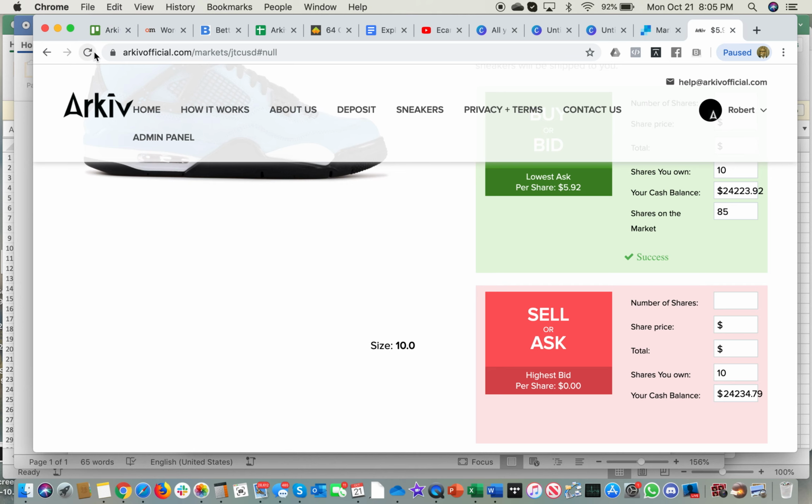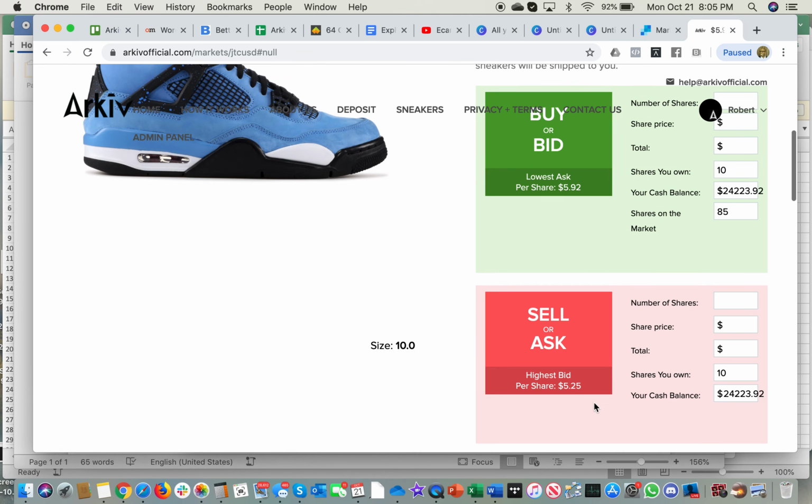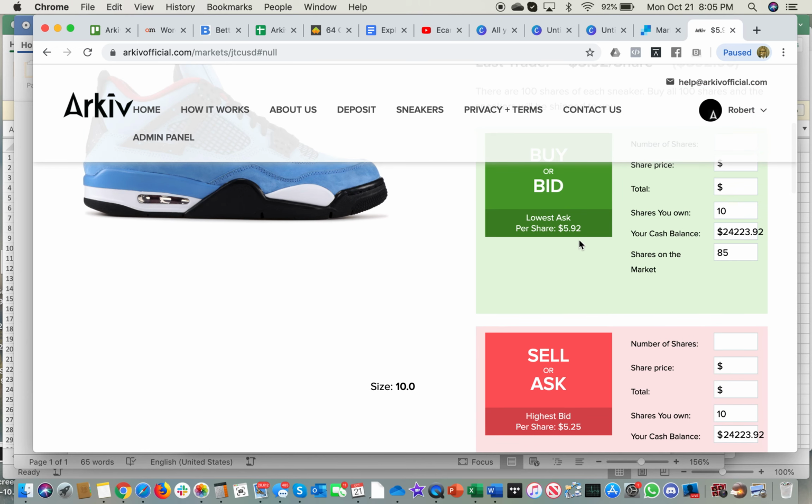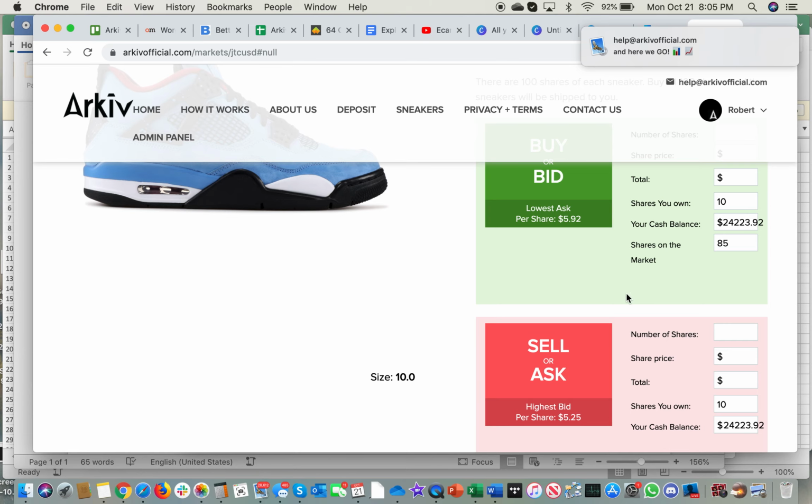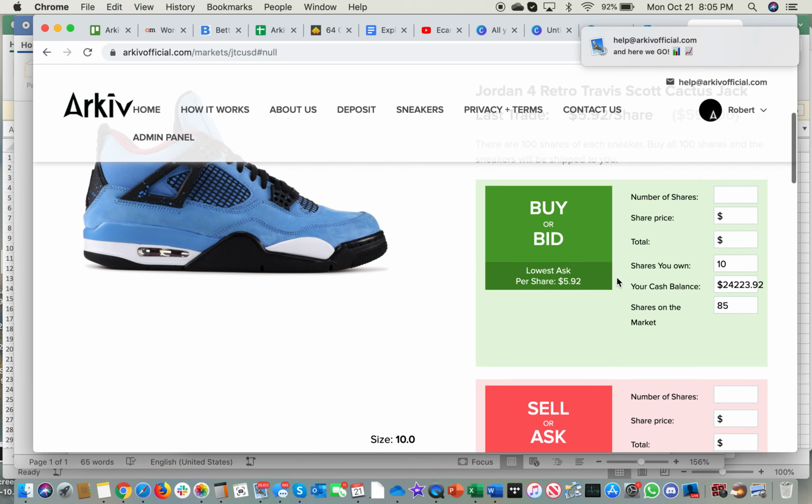And now if we refresh the screen, you see 5.25. There's the bid I made right here. And now everyone who owns shares of this sneaker will know that. And you get another email notification as well. But everyone will know that, okay, someone's willing to pay $5.25 for these shares.